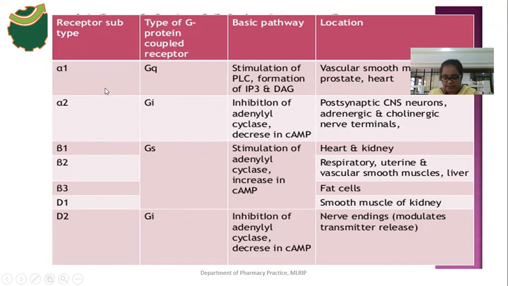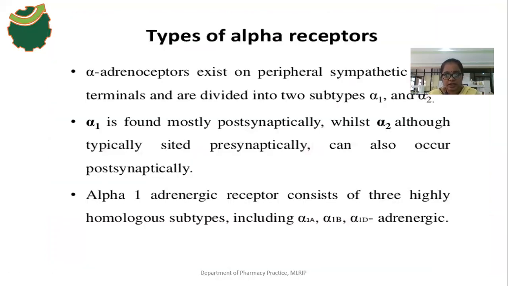So mainly these adrenergic receptors are divided into alpha and beta receptors, and dopamine binds with dopamine receptors. Adrenaline, noradrenaline and isoprenaline bind with alpha and beta receptors. The alpha receptors are divided into alpha 1 and alpha 2. Alpha 1 is mainly present at the postsynaptic region, but alpha 2 is present in both the presynaptic region and the postsynaptic region.